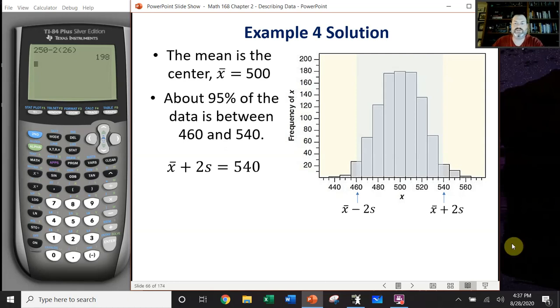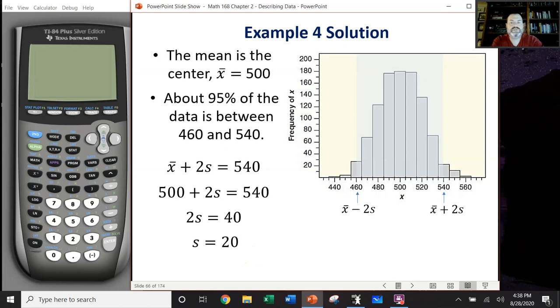So what you have to do is just solve for one of the endpoints. You don't have to do both, just one. I just picked X bar plus 2S is 540. Notice here, we know that this is the upper boundary of the 95% rule, and we know it's equal to this. So we just set those equal to each other. Then we know X bar is 500, and then you just use algebra and solve for S. So it turns out S is 20. So not very much algebra. You're just solving for a variable. So it shouldn't be too bad for you guys.